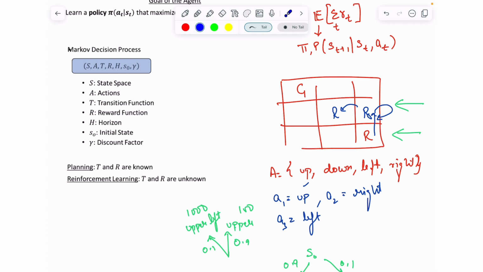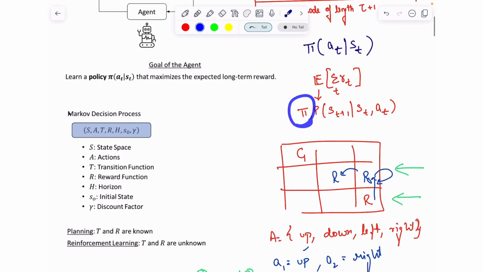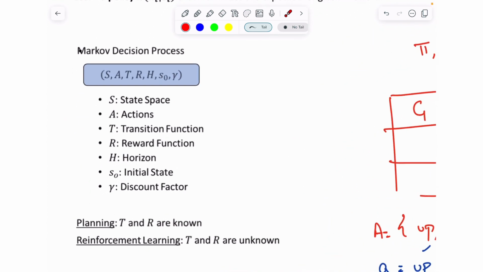So now what type of policy you have also decides what type of next state you are going to get, and hence it has control over the reward that you are going to get in the next state. So we want to maximize this. In the case of mathematical formulation, an RL problem, or in fact even a planning problem, is represented using something called Markov decision process, which is a tuple of 7 elements. Let's go through these 7 elements one by one.